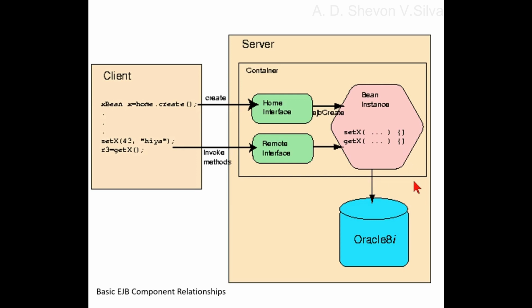The EJB object receives the message from the client, thus the container can interpose its own processing before the messages are sent to the bean implementation.